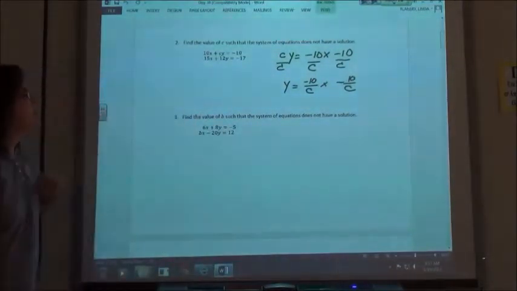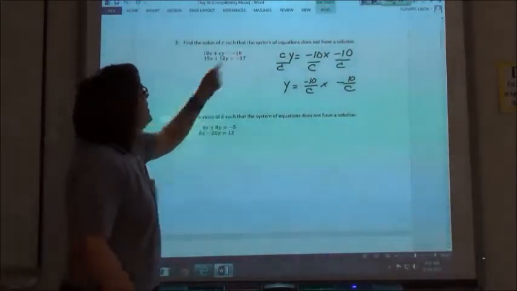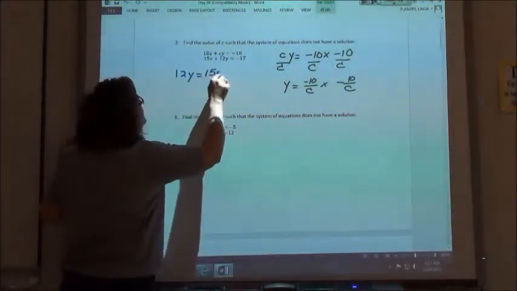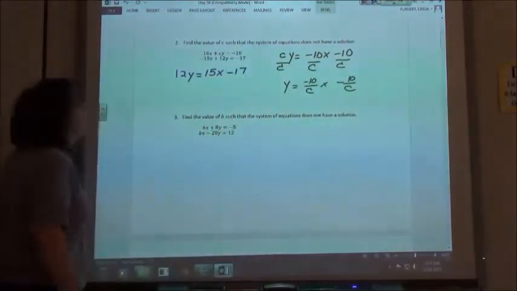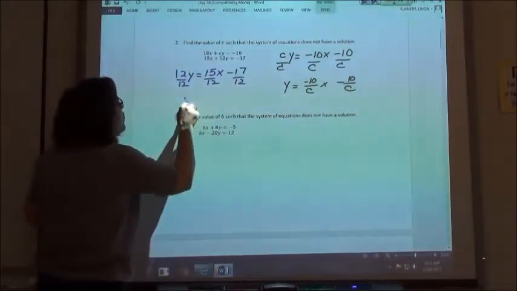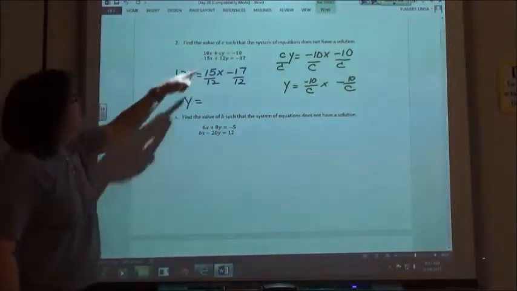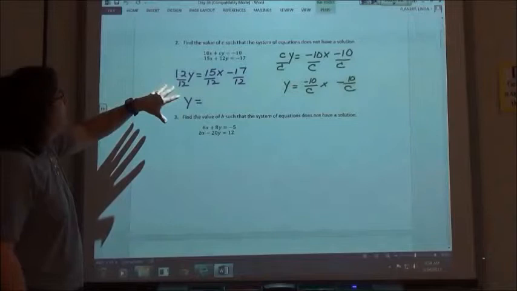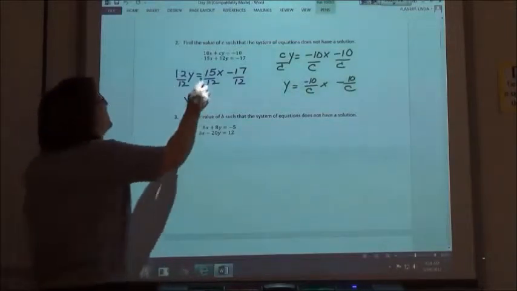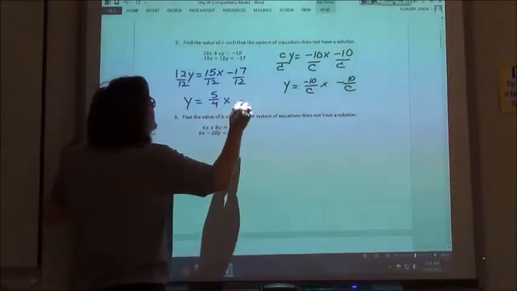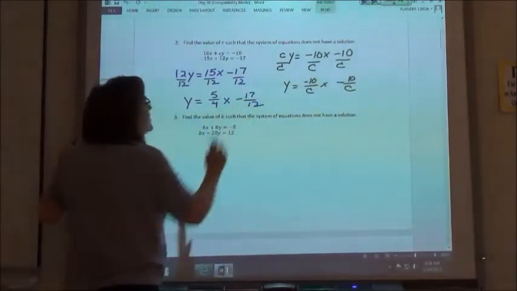I got to rearrange my second equation. Again, I'm going to move my x term to the opposite side. So 12y is going to equal a positive 15x minus 17. I'm then going to divide by 12. So y is going to equal, I can reduce that down. They're both divisible by, just thinking, 3. If I divide by 3, I'm going to get 5/4 x minus 17/12.